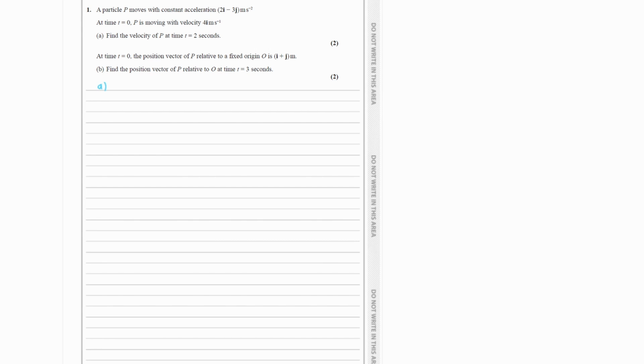For part A, we can first write down all the information that we've got in the question. So we can write down SUVAT and fill in the values that we know. We do not know the displacement, but we know that the initial velocity is going to be 4i because that is the velocity when time is equal to 0. So for u, we can put 4i. The velocity we don't know, but we know the acceleration, and that's given in the question again as 2i minus 3j. And because we are looking for the velocity at time t is equal to 2, we could put t as 2 and we are looking for v.